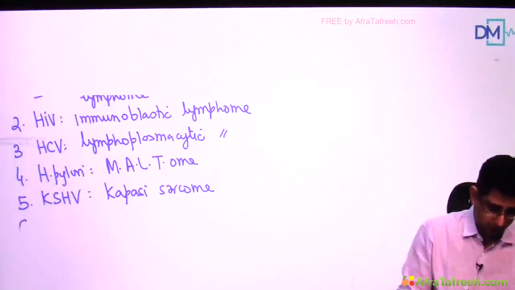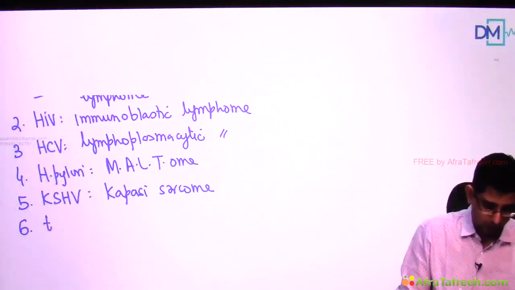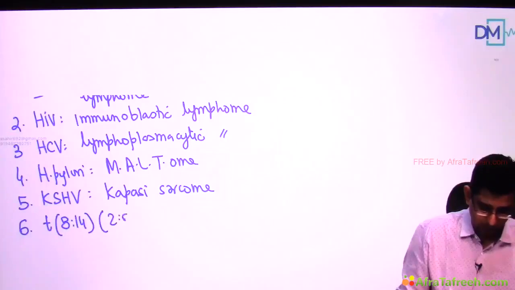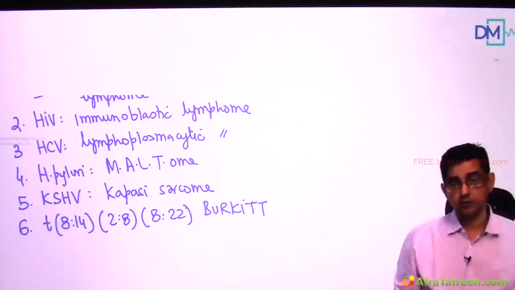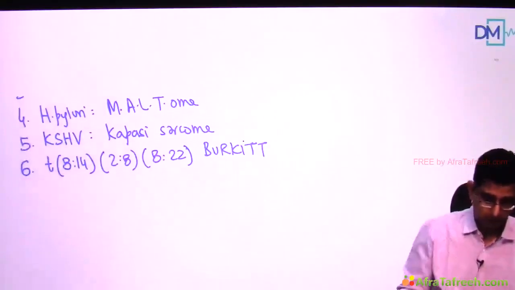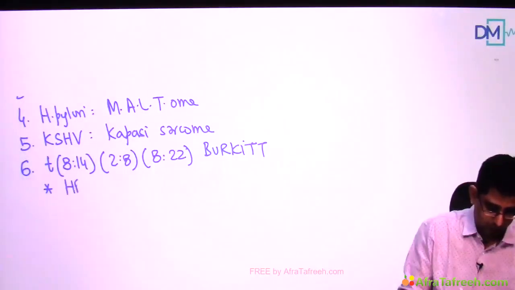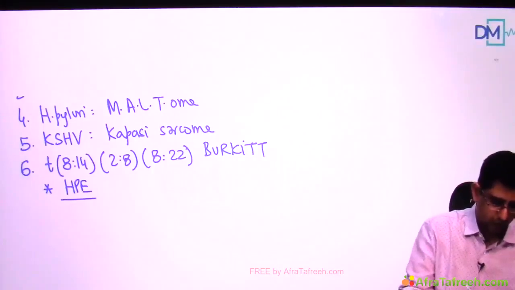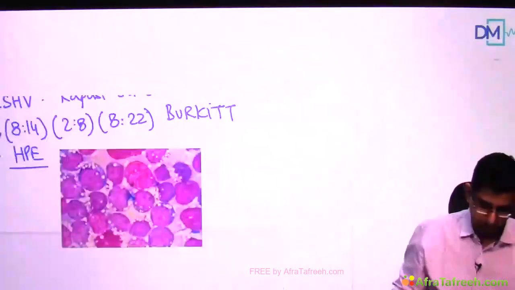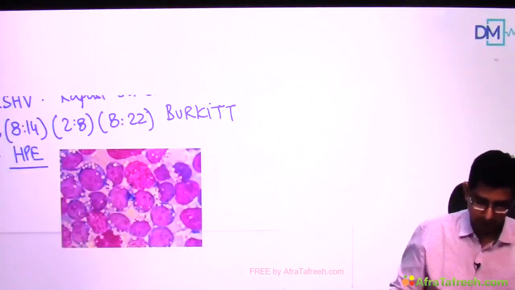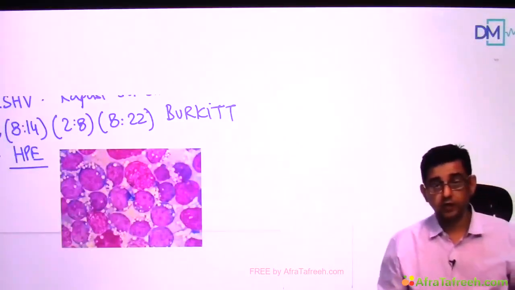And yes, another association to be remembered is with chromosomal swaps, that is 8:14, 2:8 and 8:22. These are related to Burkitt's lymphoma. Now remember that Burkitt's lymphoma on histopathology can present with a starry sky appearance. If you look at this slide, you can see some fat inclusions present inside these Burkitt lymphoma cells, and these fat inclusions give a starry sky appearance.